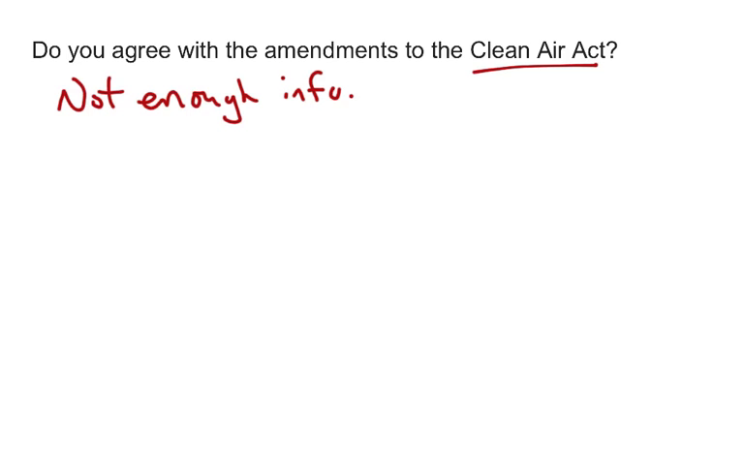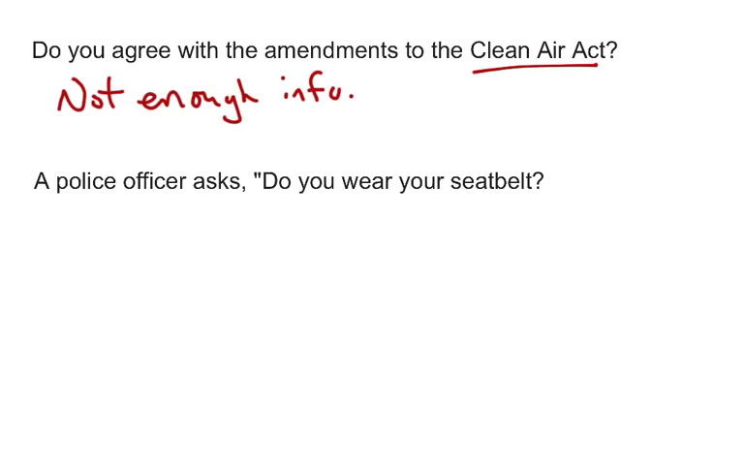Now, how could you change this question to make it less biased? Well, you could actually list a specific amendment to the Clean Air Act that you're talking about. Do you agree with the air pollution control part, or do you agree with the way they use money part, or something? Now, how about if a police officer is giving a survey and they ask, do you wear your seatbelt?